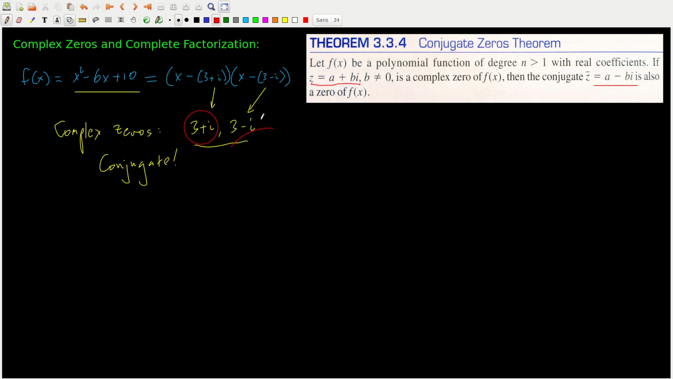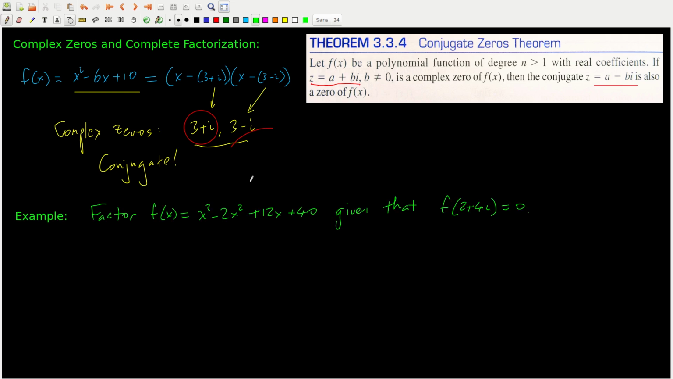And if we've got zeros, by the factor theorem, we've also got factors. So this is really powerful when it comes to factorizing polynomials. So let's use that to actually work out a problem. Here's a polynomial: x cubed minus 2x squared plus 12x plus 40. And we're told that 2 plus 4i is in fact a zero of the function.